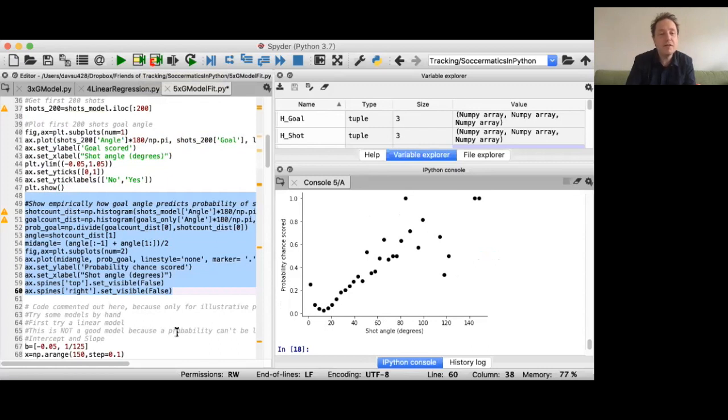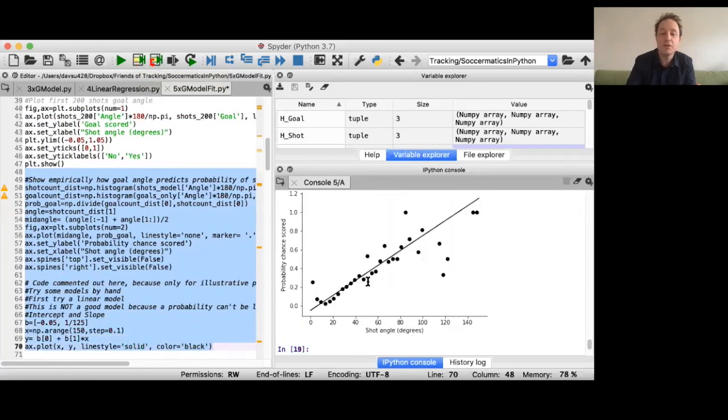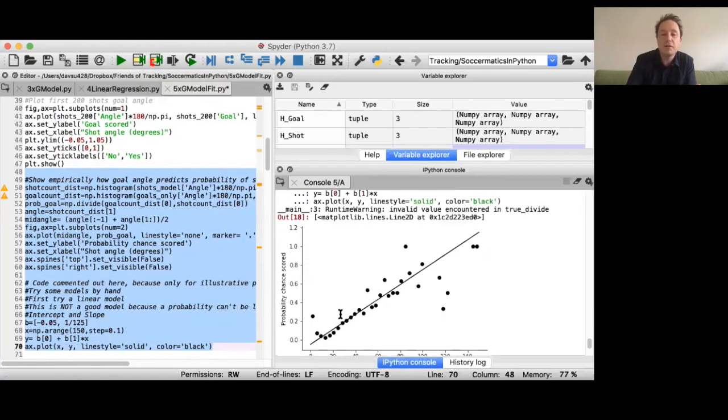Now, we can try fitting various models to this. A naive thing might be to fit a straight line to it. And here, by hand, I've tried to draw a straight line through these points. You can see I've got a reasonable fit. The straight line does go through these points. And before the techniques of logistic regression were discovered in the 1950s, people just used to draw straight lines through these data in order to make the best fit.